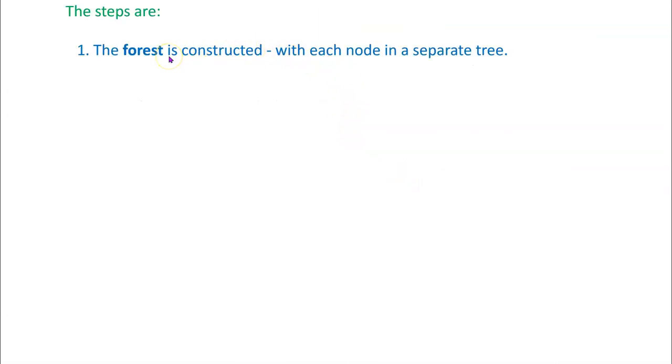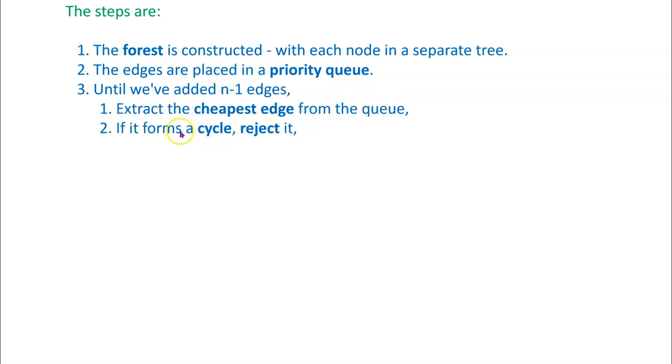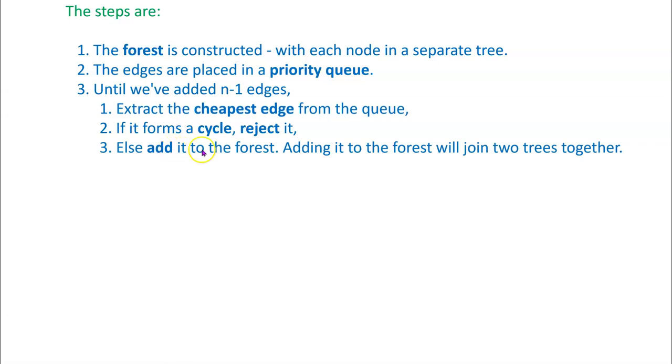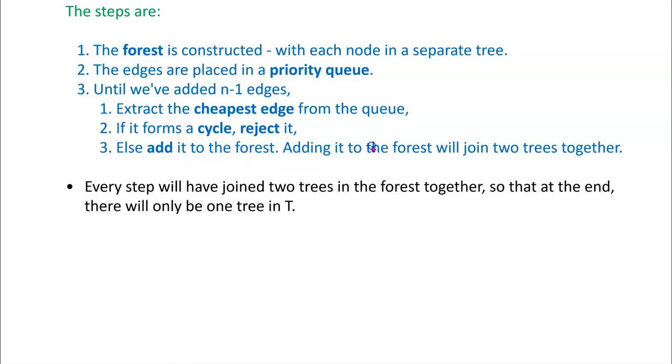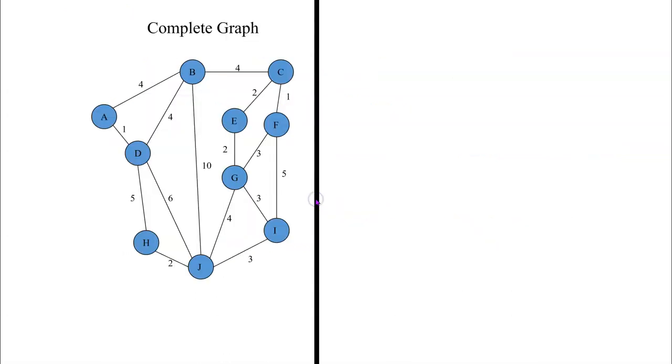So the forest is constructed with each node in a separate tree. The edges are placed in a queue until we've added n-1 edges. We're going to extract the cheapest edge from the queue. If it forms a cycle, reject it. Otherwise, add it to the forest. Adding it to the forest will join two trees together. Every step will join two trees in the forest together, so at the end there will only be one tree. Efficient testing for a cycle requires a union-find algorithm, which we're not going to go over in this class.